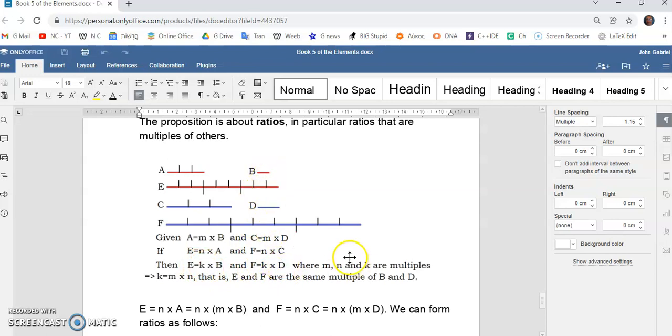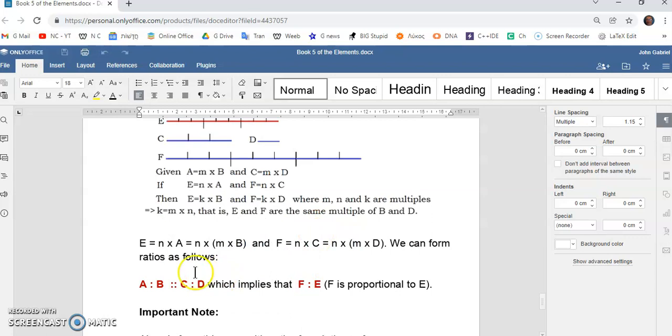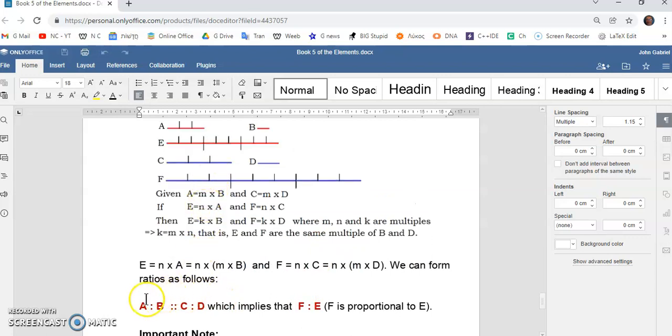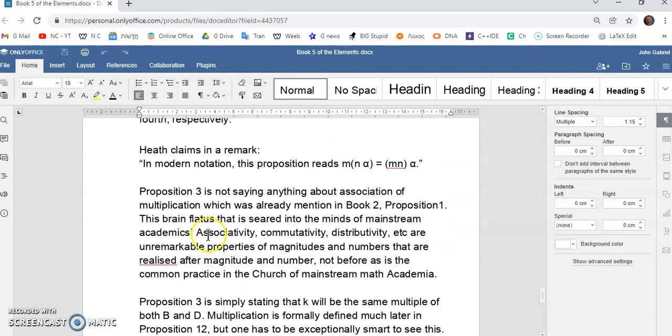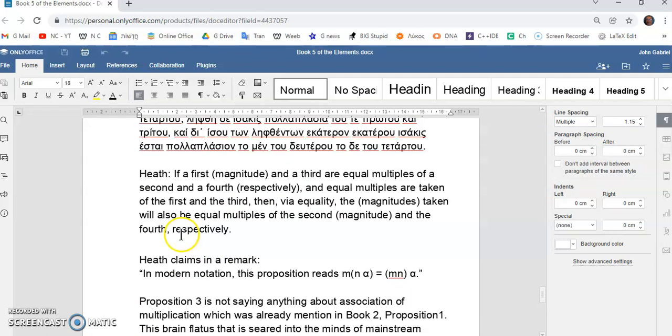Okay? So we can form ratios as follows from those. We can say that the ratio A to B is in proportion to C to D. Okay, in other words, A is to C as B is to D, which implies that F is proportional to E. Okay, so now let's go back and just see what Heath is saying.